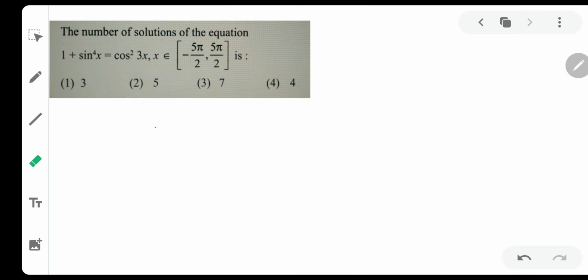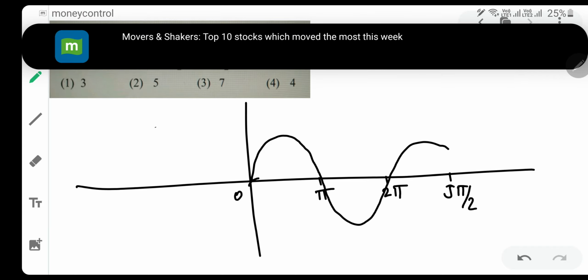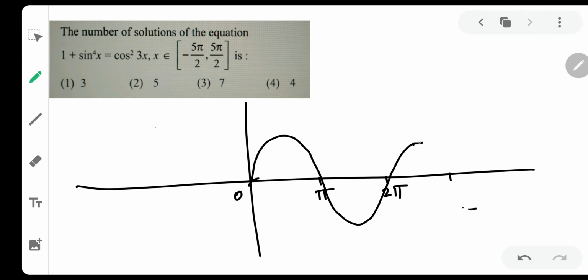Now first of all I'll draw the graph of sin^4 x. For that I will have to understand that I need to draw the graph of sin x first. Drawing the graph of sin x is very easy. So the graph of sin x would be like this, and this is nothing but 5 pi by 2. Now when you are doing sin^4 x, all the negative y values will also turn positive. That you need to take into account.